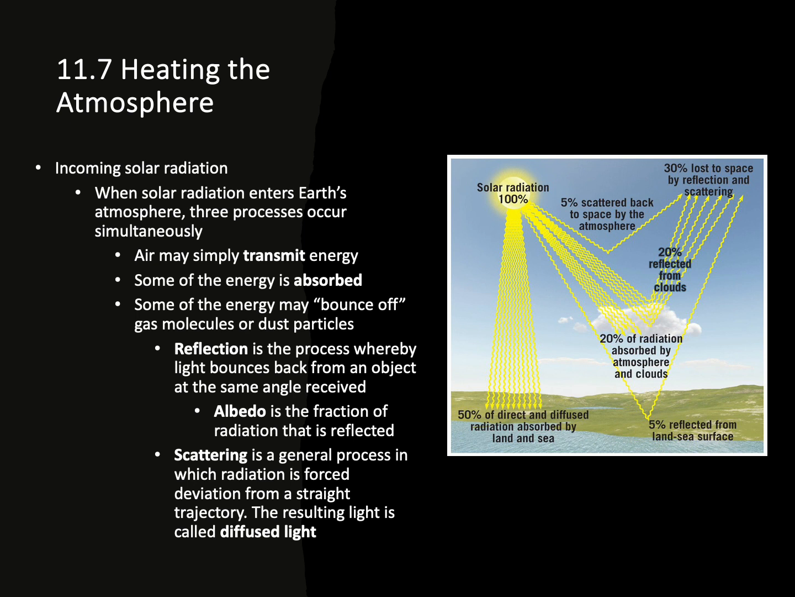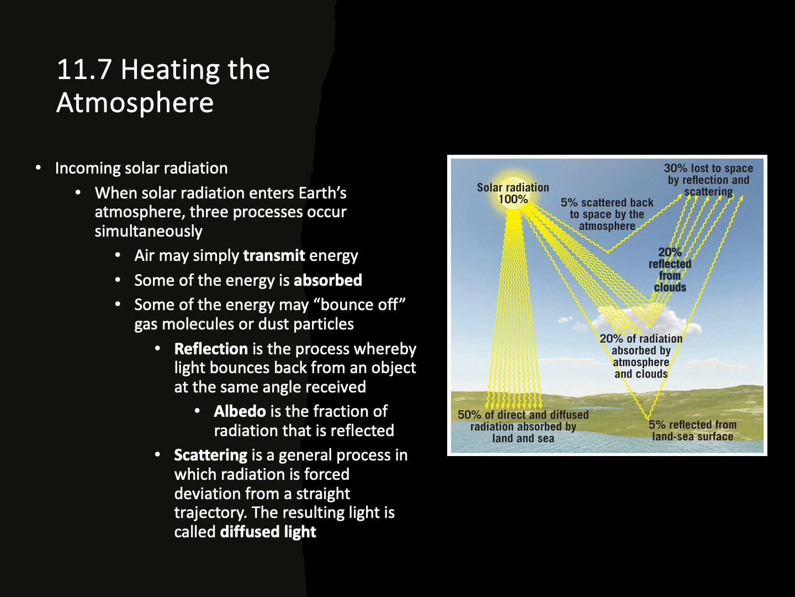The first is that it's just going to simply transmit or move through our air. That energy is not going to be disrupted. But the second thing that can possibly happen is that some of the energy is going to be absorbed from the air when it's moving through it. And then finally, we're going to see that some energy is going to be able to kind of bounce off these different gas molecules or some of those aerosols and move in a slightly different pattern.